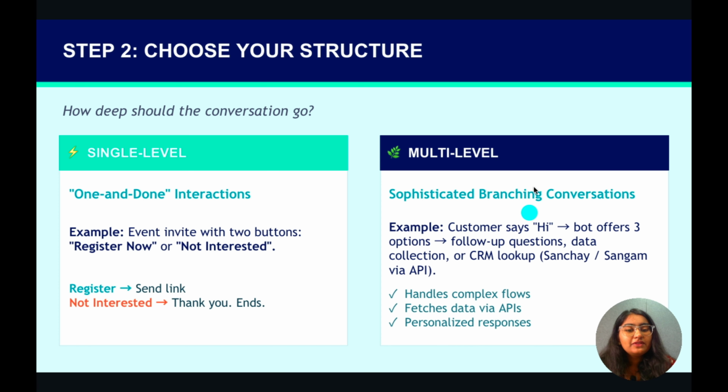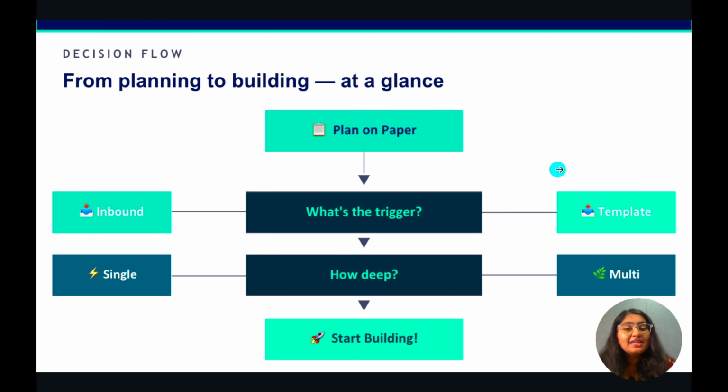Now, multi-level chatbots. These are sophisticated branching conversations. An example is a customer says hi. The bot asks, how can I help you today? And provides 3 options. Now, depending on what they click, the bot asks a follow-up question, collects data, or even fetches information from your CRM like Sanchay or Sangam using the APIs to see who is messaging. Now, this is the entire decision flow.